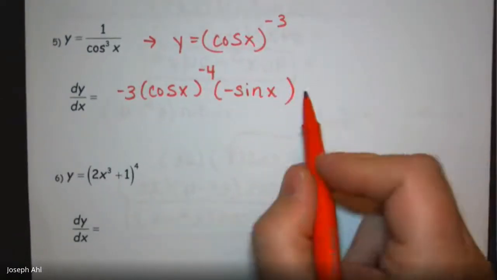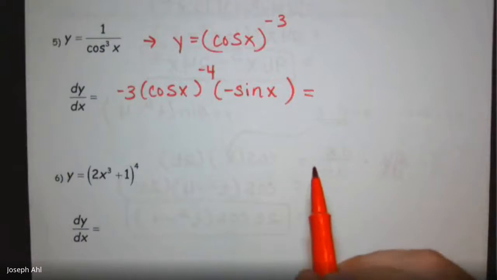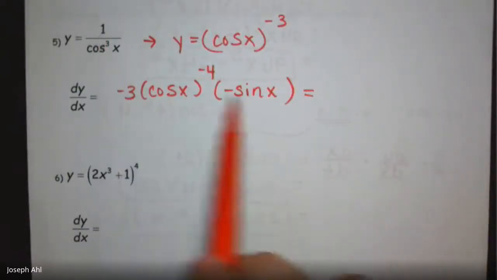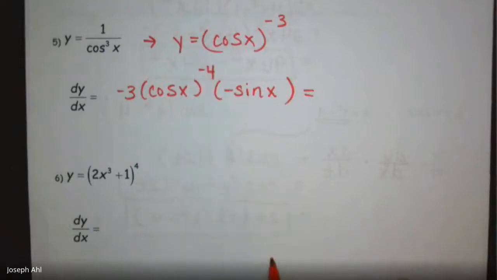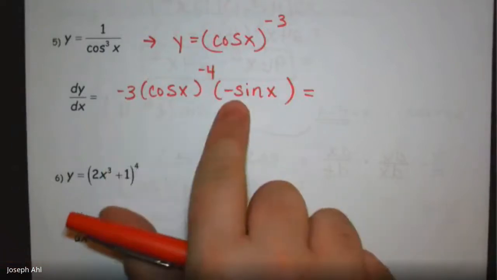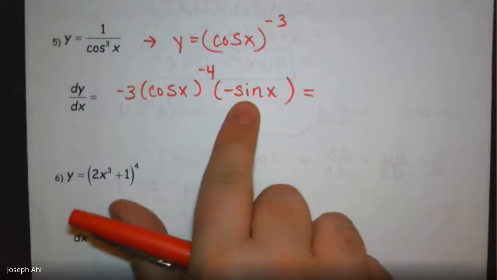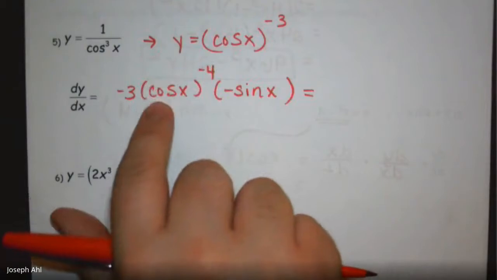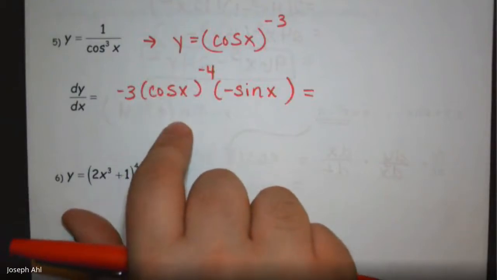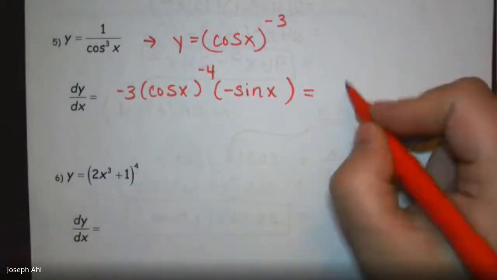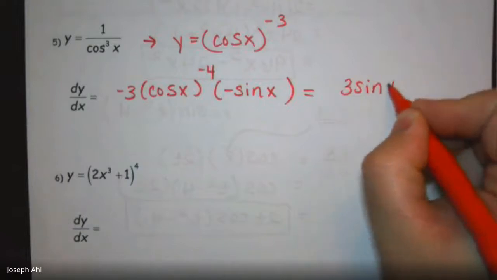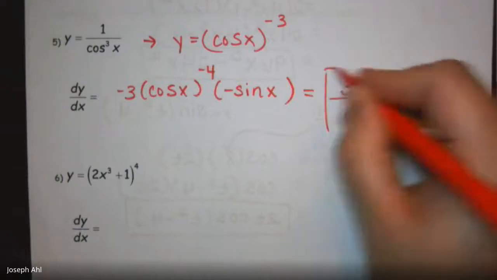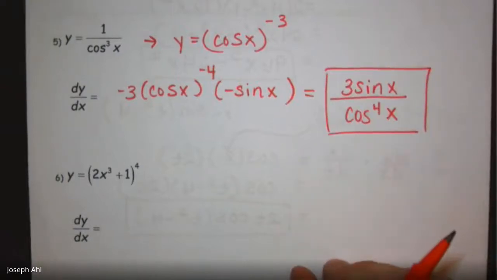Now, certainly we'd want to clean this up a little bit. If this is a multiple choice question, find the derivative of 1 over cos cubed, it's very unlikely that you're going to see this as the answer. So negative 3 times negative sine, we can write that as just positive 3 sine x. And then if we re-express this with a positive exponent, cos to the fourth x is just going to go in the denominator. So it's going to be 3 sine x over cos to the fourth x. Okay, so that's the derivative of 1 over cos cubed.